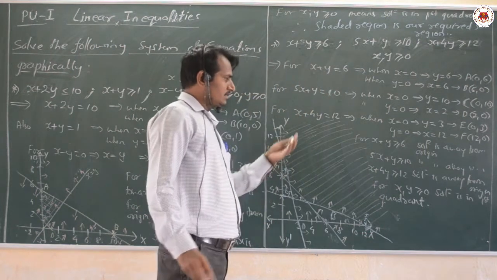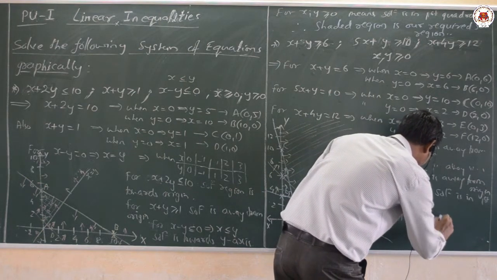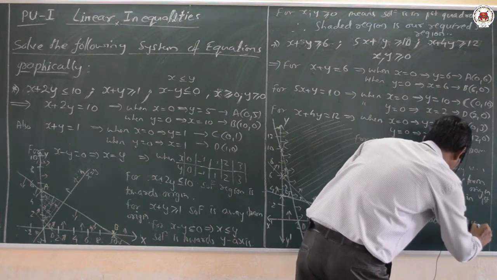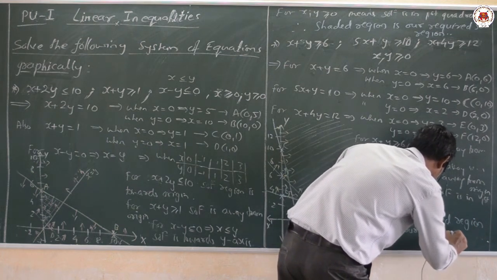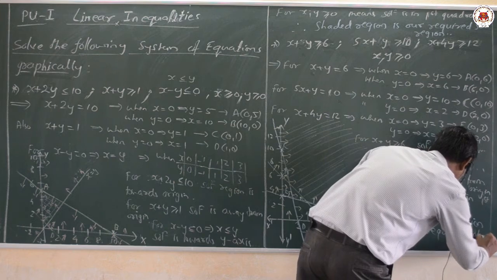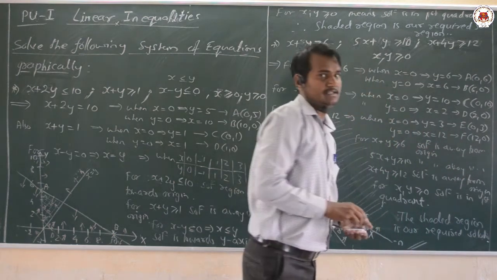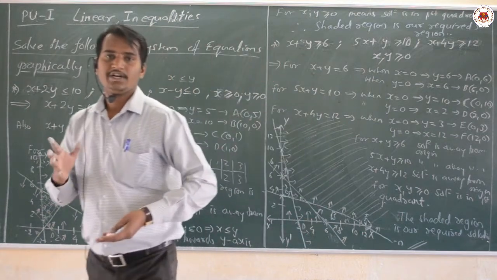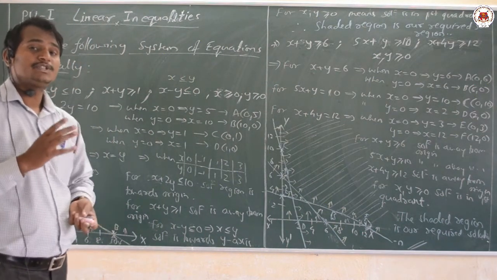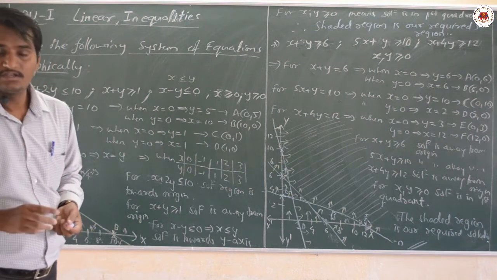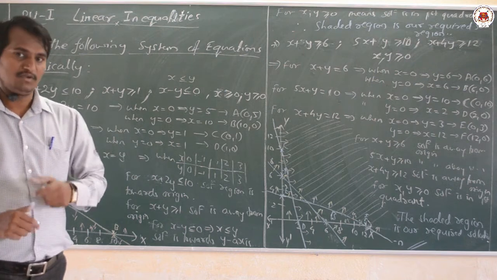Okay, dear students, so therefore what we have is the shaded region. The shaded region is our required solution. That is nothing but our required result. Very, very simple and easy. Dear students, this is all about the solution of linear inequalities, that is, the graphical solution. It is a very, very important problem, and in the examination it will be asked as a 5 marks problem.